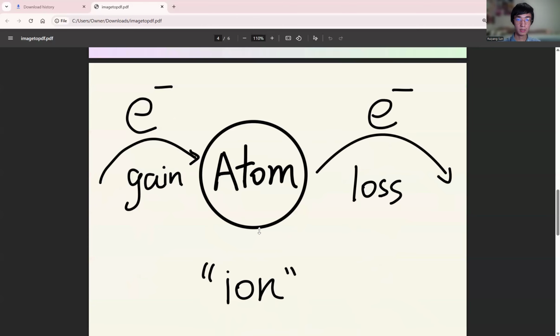Now let's talk about one specific type of bonding, the ionic bond. When an atom loses or gains electrons, it becomes a charged particle, which is called an ion. If the atom loses electrons, it becomes positively charged, which is called a cation. If it gains electrons, it becomes negatively charged, which is called an anion.